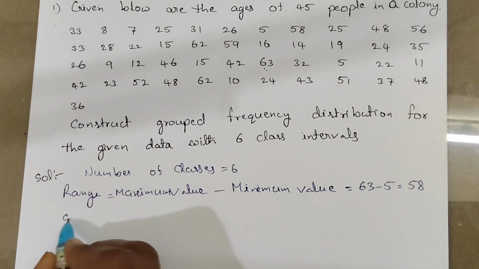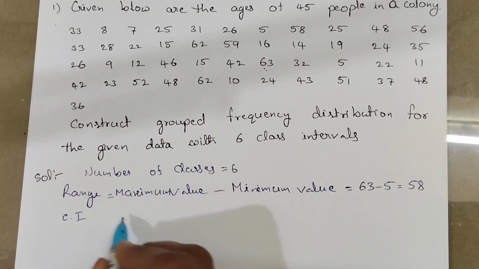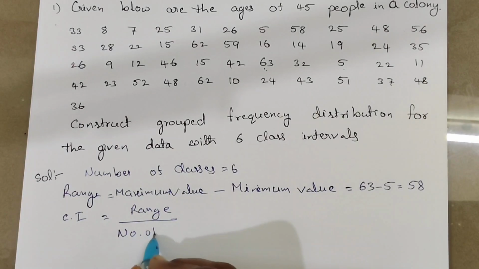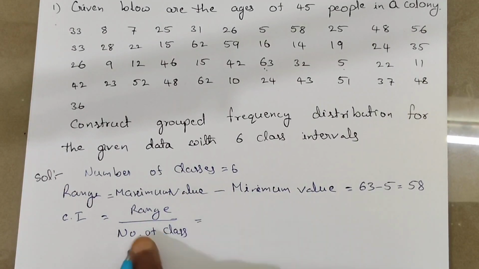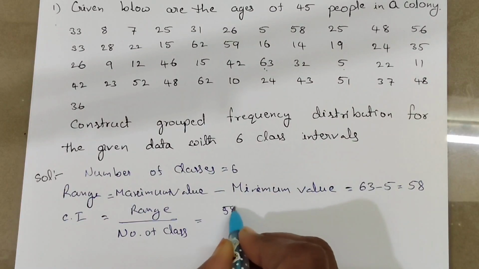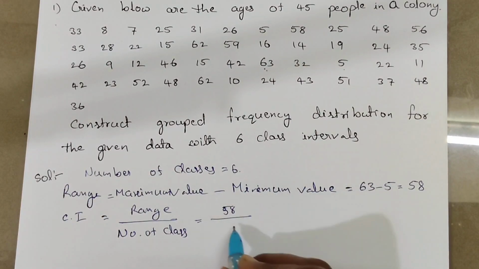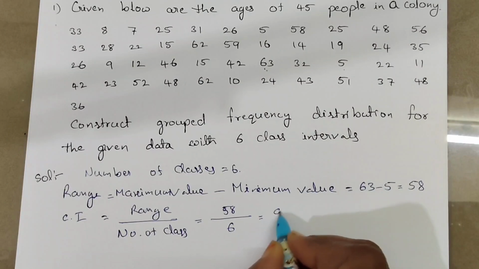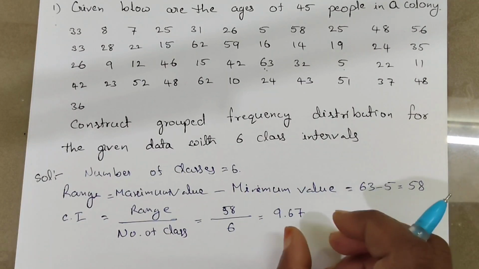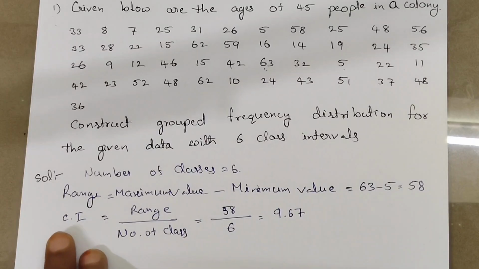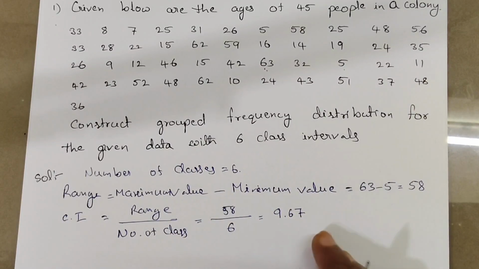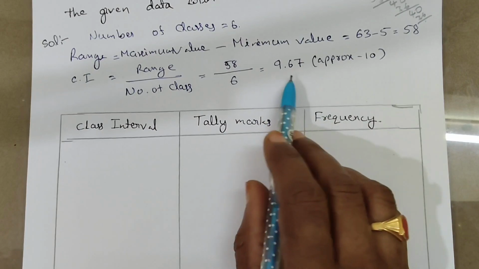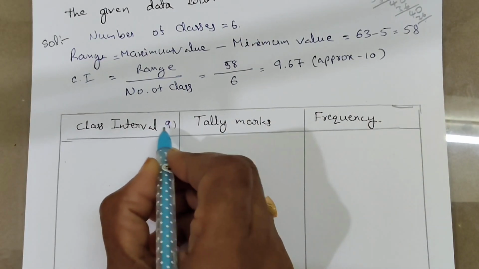Now we find the class interval, CI. Class interval is equal to range divided by number of classes. The range is 58 and the number of classes is 6. So we divide 58 by 6, which is 9.67, an approximate value. So we take the class interval as 9.